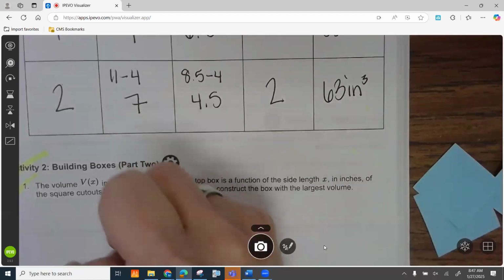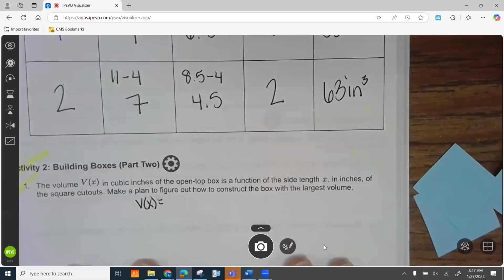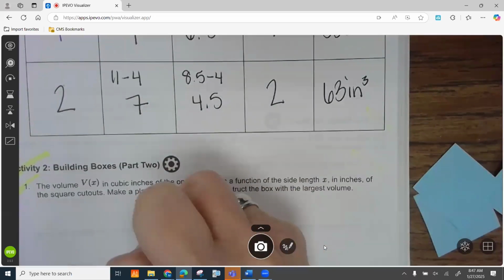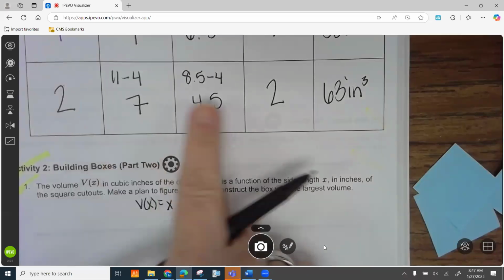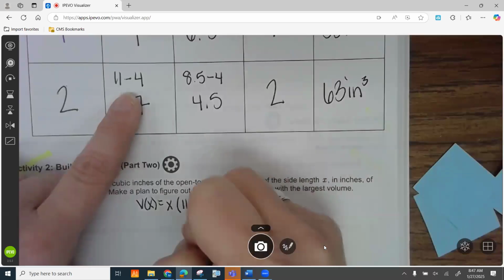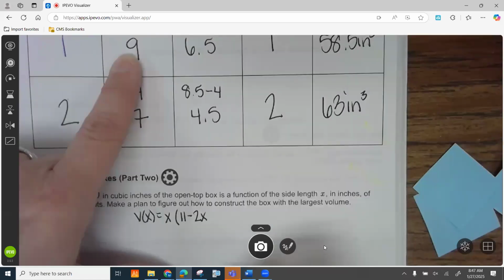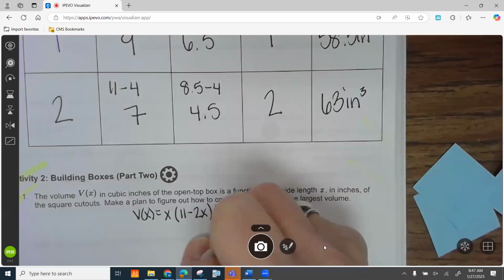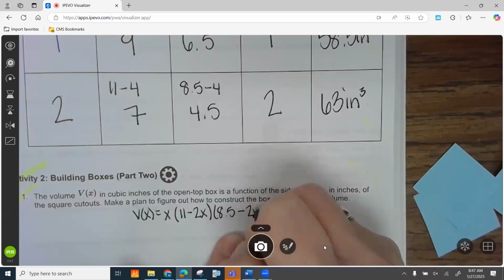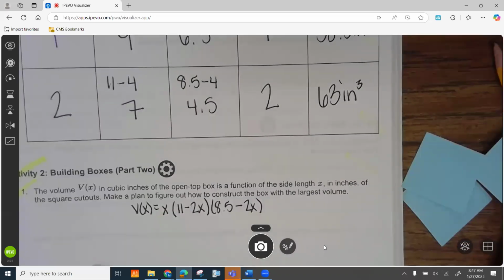Well, the first thing we've got to do is write an expression. Just think about it. The height was always what we cut out. We'll call that x. And then for each of these, we always took 11 and subtracted 2x. So that was 2 times 2, and this was 2 times 1 up here. And then we always took 8.5 and subtracted 2x again. All right. So there's an expression for the volume of our box.